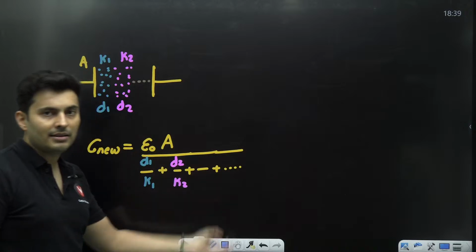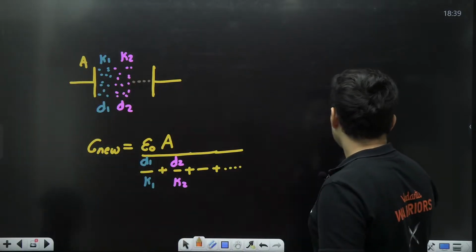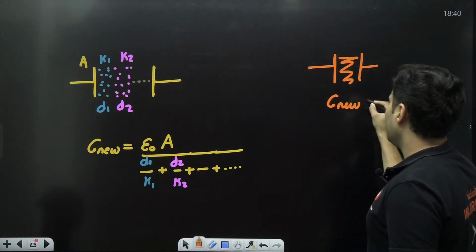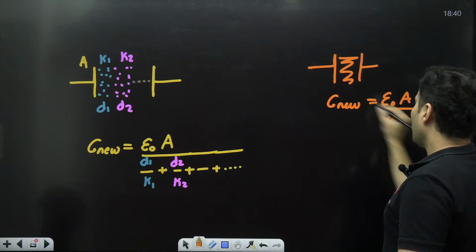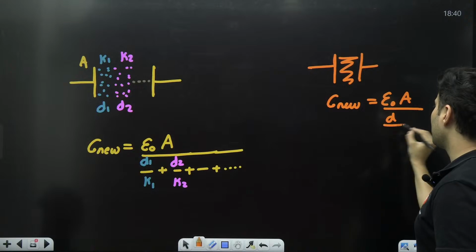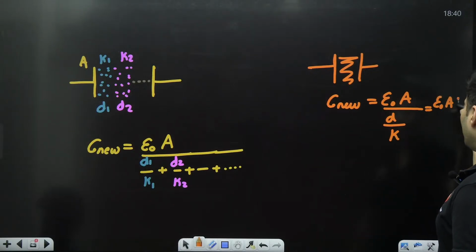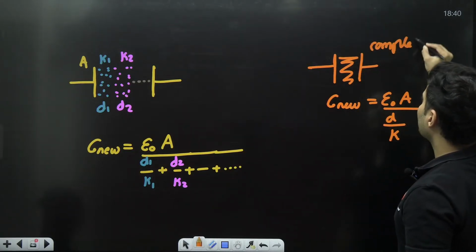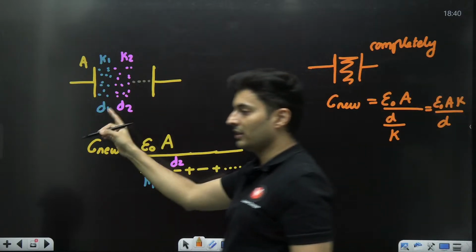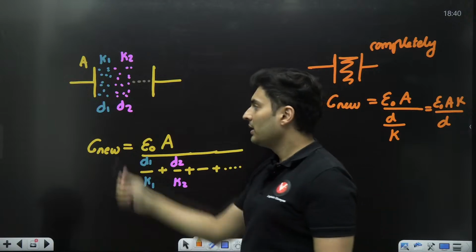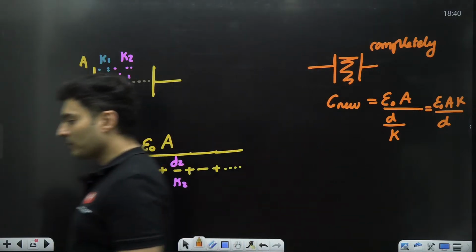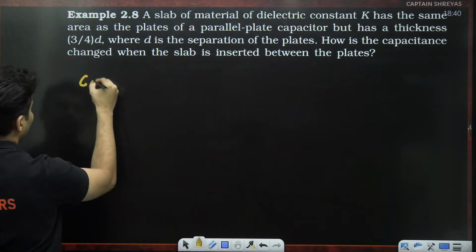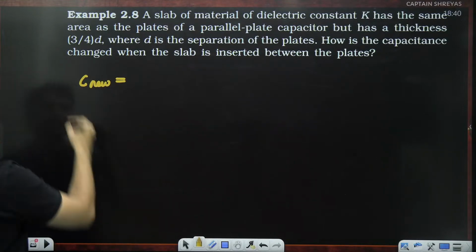It is very easy to solve. See, when you have completely filled material, then the new capacitance, we know, is epsilon naught A by the complete distance divided by K, which comes out as epsilon naught A K divided by d. This is when it is completely filled. When it is incompletely filled, you use this formula: D1 by K1 plus D2 by K2 plus D3 by K3. As simple as that. So in this particular problem also, use my formula. It will become very, very easy for you to solve, because this is the trick.